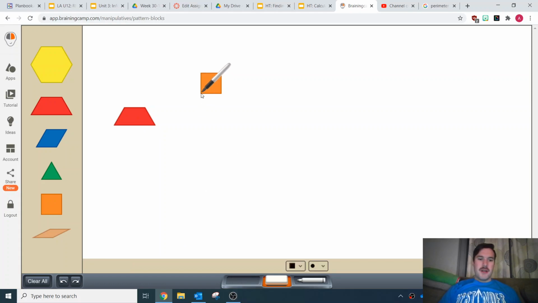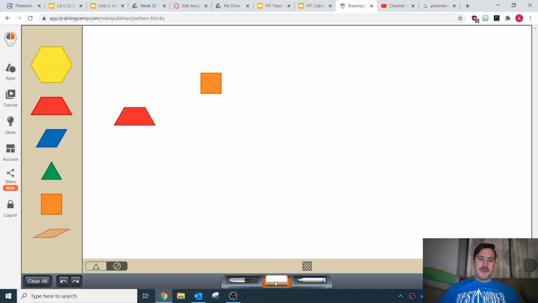And perimeter is the distance around any shape or object. So, for example, this square that I have here, it's the distance that it takes to go all the way around it.